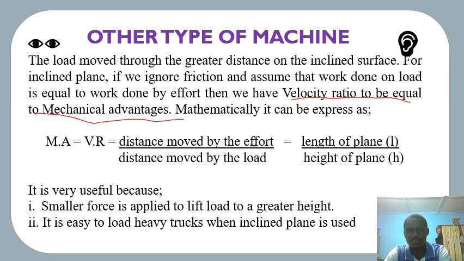And the mechanical advantage is the ratio of the distance moved by the effort to the distance moved by the load. So the effort makes use of the length, which is the slanted part of it. If you take the slanted part like this, that is what is referred to as the effort distance. So the length is equivalent to the effort distance, while the height at this end of the plane refers to the actual distance of the load. So that will be the distance moved by the load.